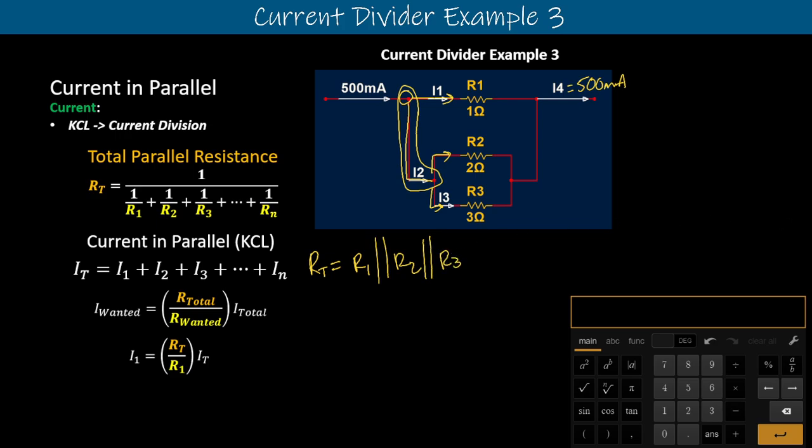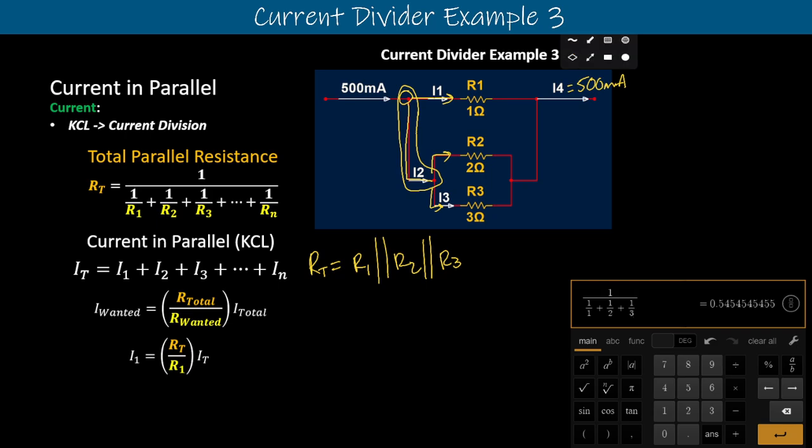We'll plug that into our Desmos to solve for our total resistance here. 1 over, 1 over R1 which is 1 ohm, plus 1 over 2 ohms for R2, plus 1 over 3 ohms for R3. So we're left with a total resistance. It's pretty small. RT is equal to 0.545 ohms. That makes sense for us because the smallest resistor we have is actually 1 ohm up here. So we knew that this total resistance had to be smaller than 1, and we got that.